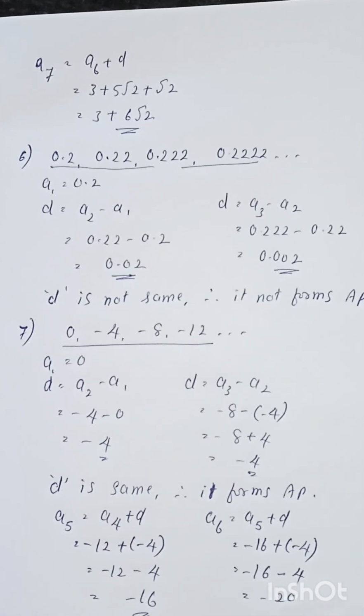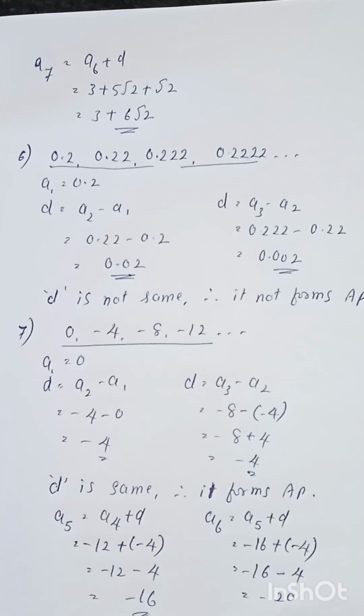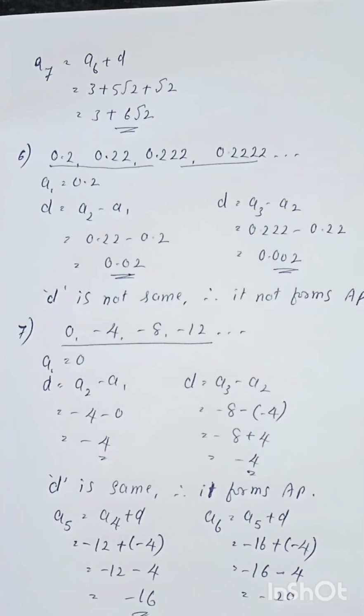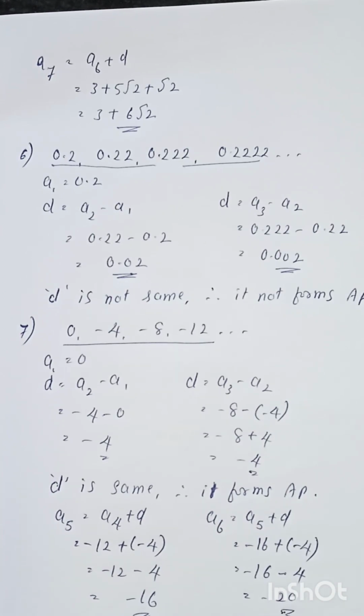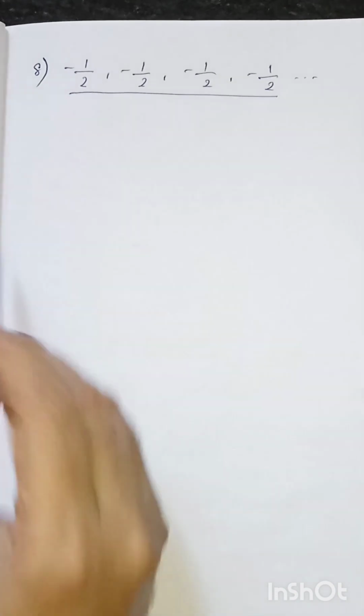So in the same way, A7, that is A6 plus D. A6 is minus 20 plus of minus 4. Minus 20 plus into minus, minus. Your answer is minus 24. The next three terms are minus 16, minus 20 and minus 24. Let's move to the eighth problem.